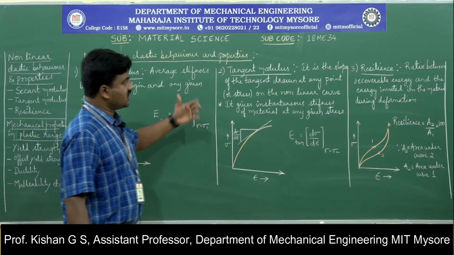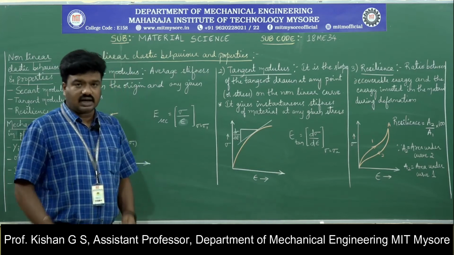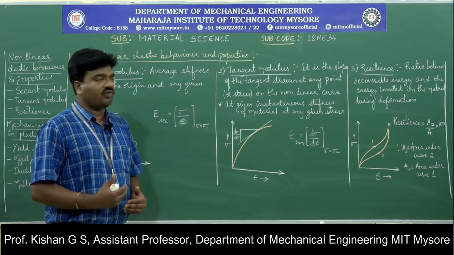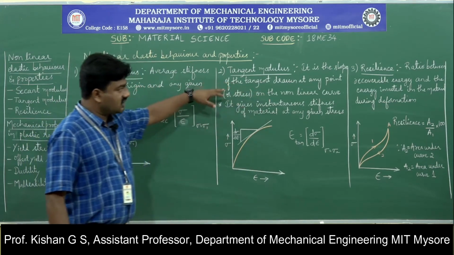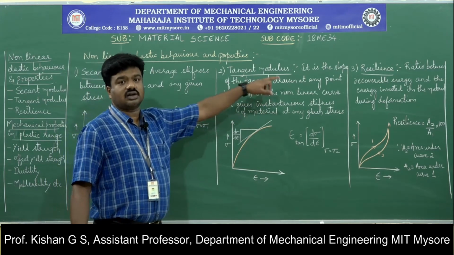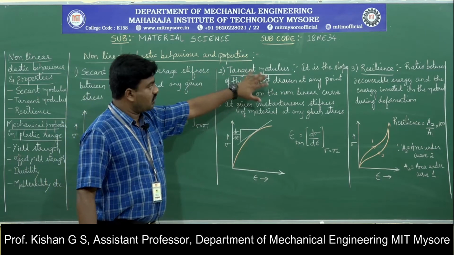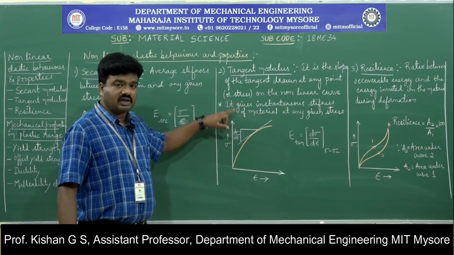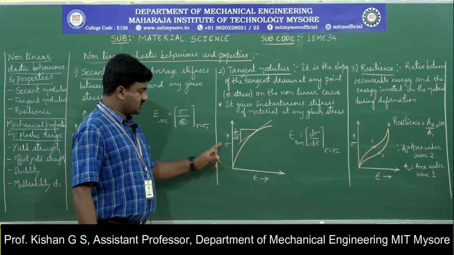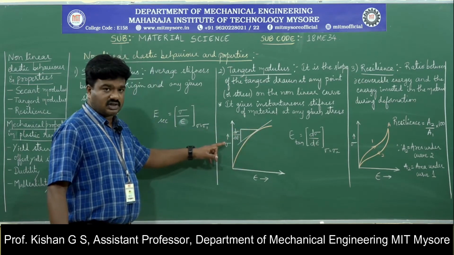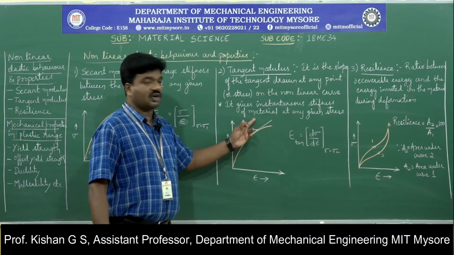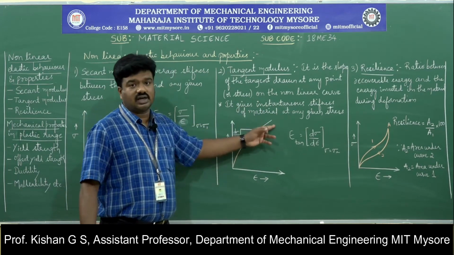Moving on to the next parameter, the tangent modulus. What do you mean by tangent modulus? Again, the reason behind identifying the tangent modulus is that we don't have any proportionality limit, so we have to define a parameter. The tangent modulus is the slope of the tangent drawn at any point, that is, at any stress on the non-linear curve, and it gives us the instantaneous stiffness of a material at any given stress. Here, in the same non-linear behavior of a material with respect to stress versus strain, wherever we draw a tangent, that tangent is used to draw the slope which gives the instantaneous stiffness of a material whose behavior is non-linear.